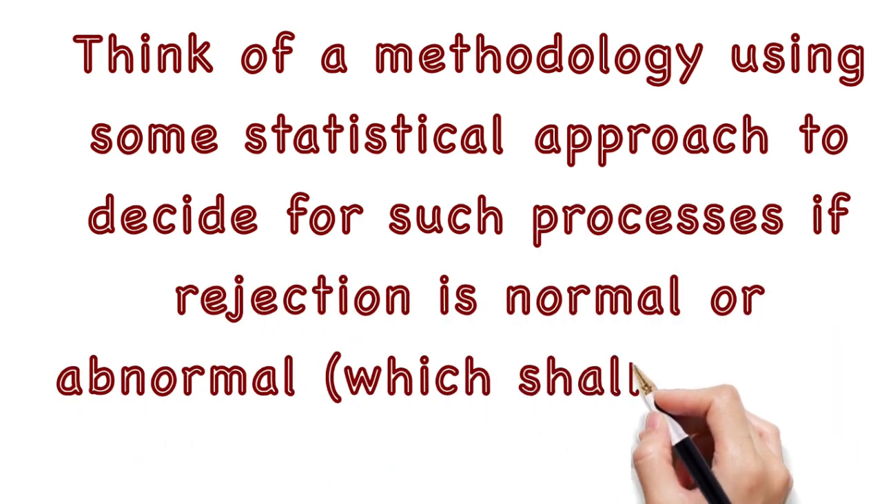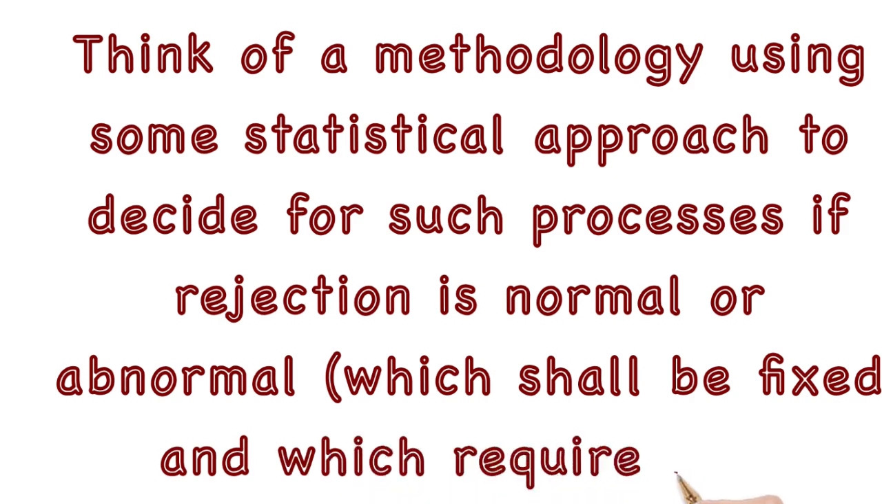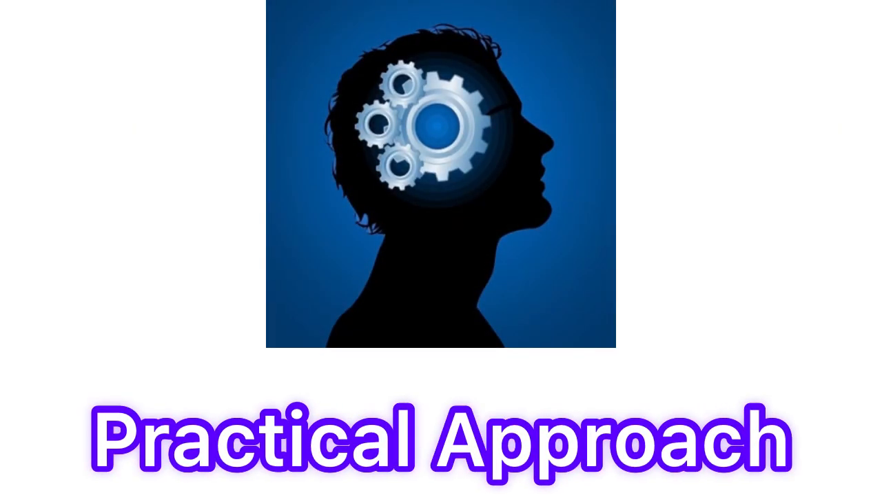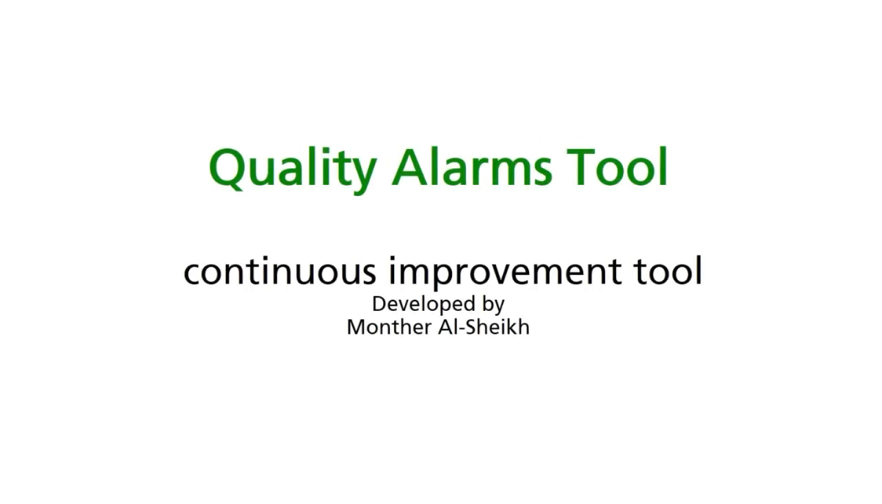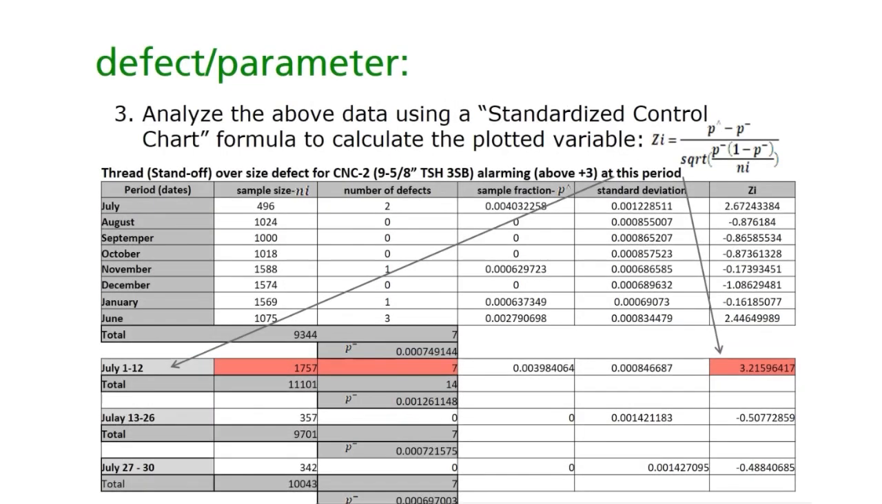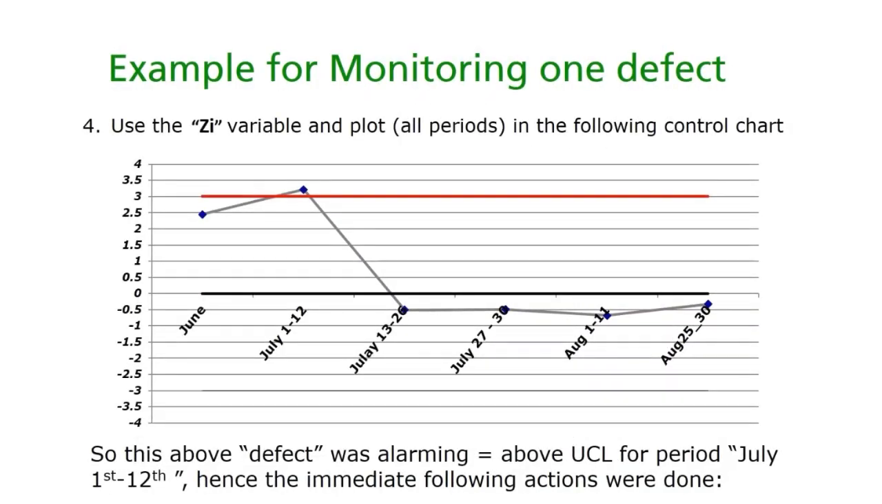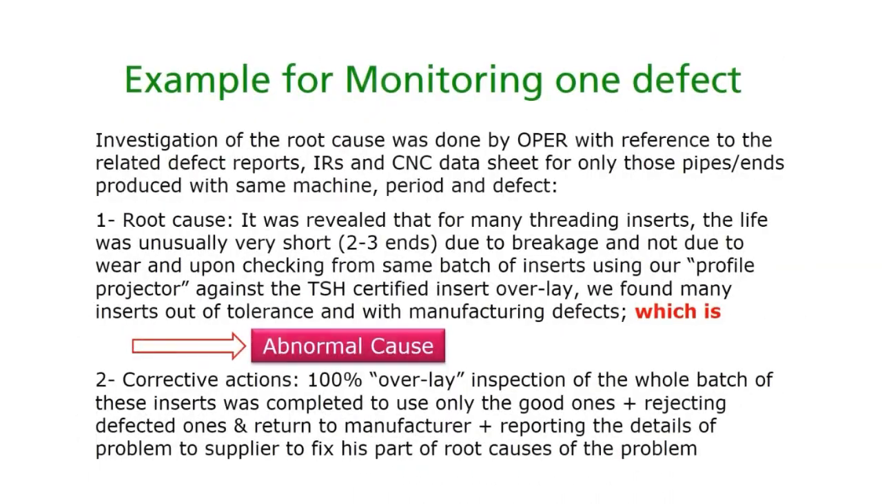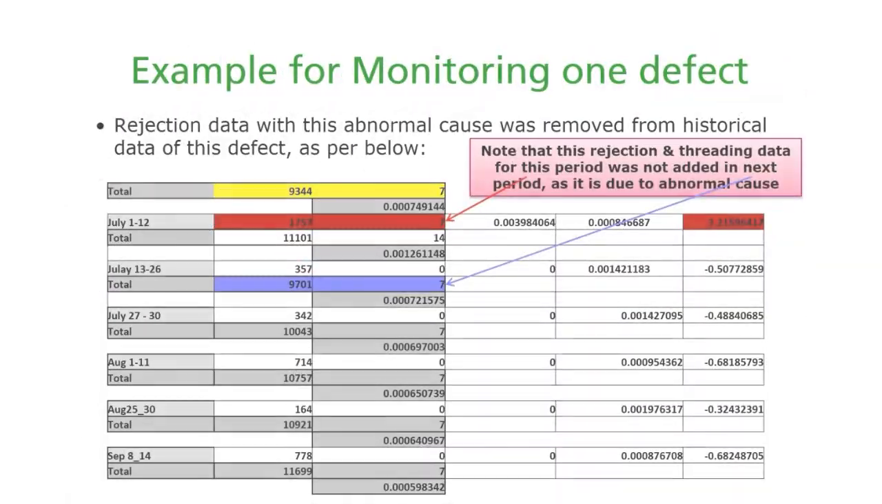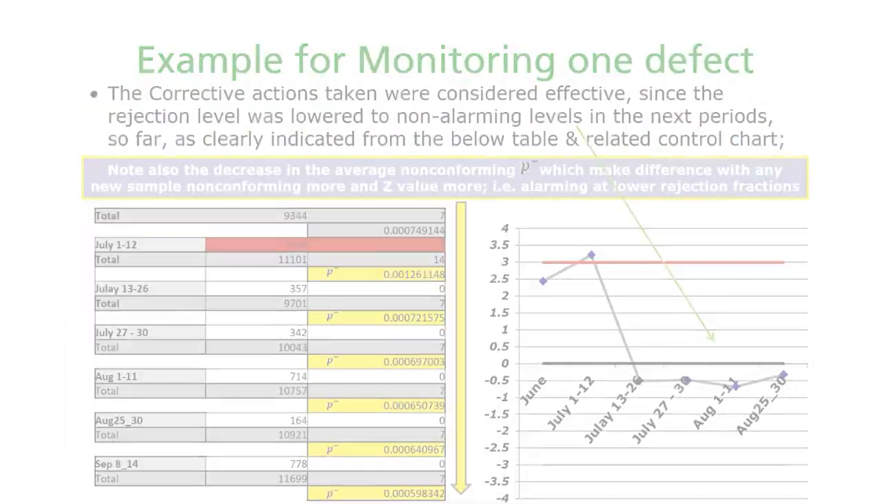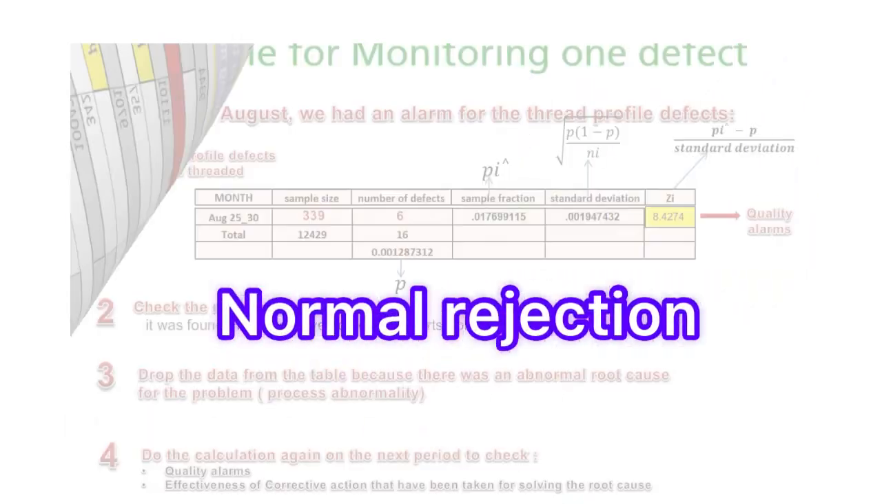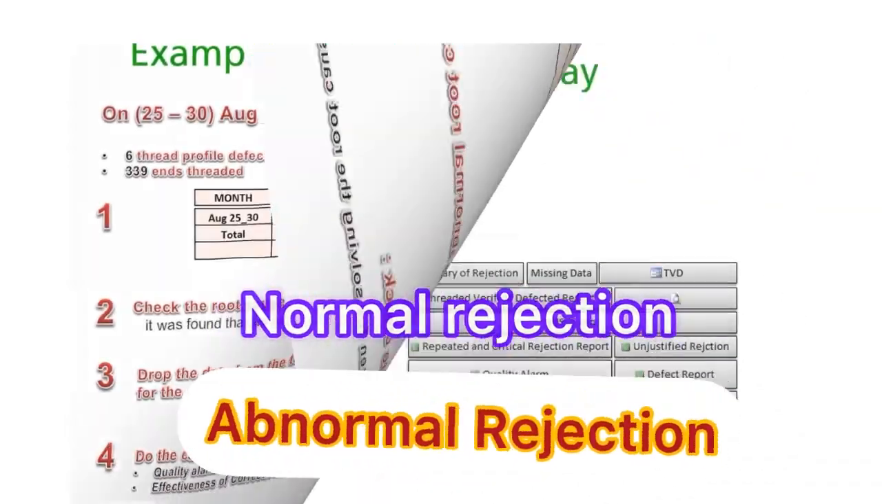Of course, if it is abnormal, it will need to be fixed and require RCI. So please try to think and search for a practical approach. And I am glad to share with you that I have personally already developed one continuous improvement method combining different existing tools and approaches in quite a new way, and I have validated this practically for years and found it very practical and effective to define normal rejection from abnormal rejection.